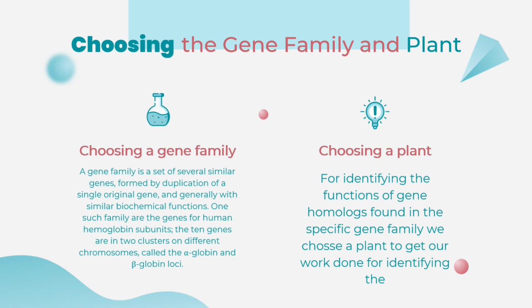So now that you have a clear idea what a gene family is and what a plant is, we are going to start with the basic database which we are going to look through, to see all the gene families that are present there. So we are going to choose the TAIR database. I'm also going to show you how to choose a gene family and how to choose a plant. So don't worry about this at all.